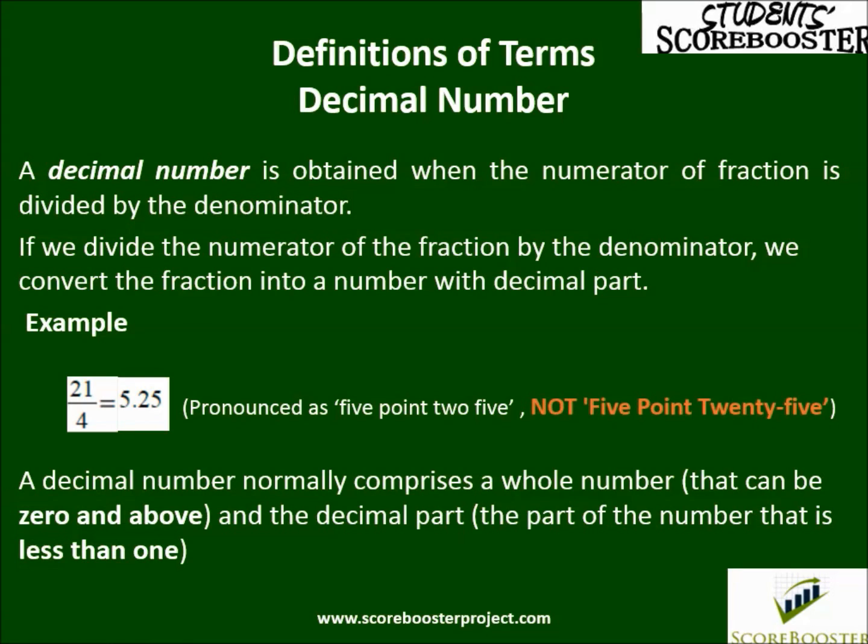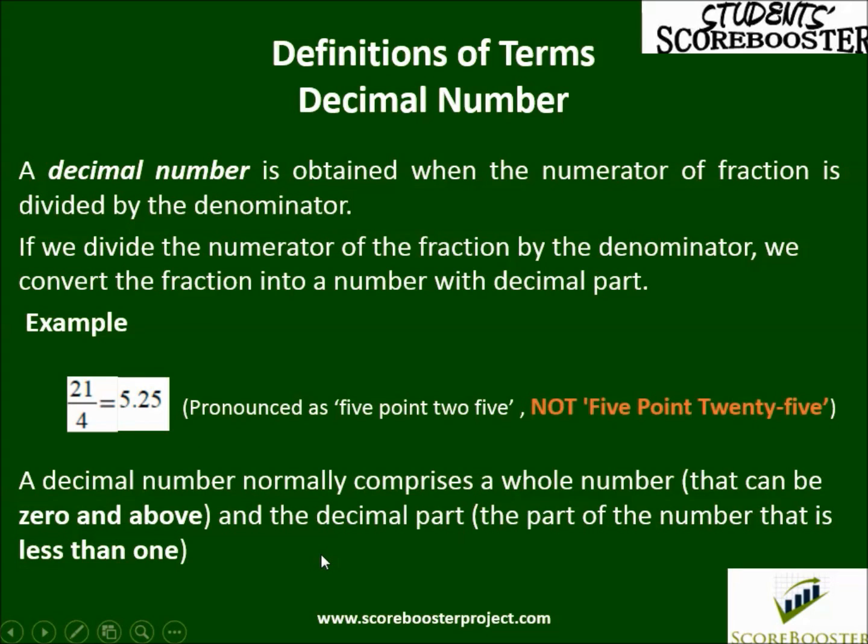In fractions, you do not simplify further. But now, to get a decimal number, you divide the numerator by the denominator. So for example, 21 over 4 is a fraction. When you divide 21 by 4, you have 5.25. You pronounce it as 5 point 2 5, not 5 twenty-five, because this 25 is less than 1.